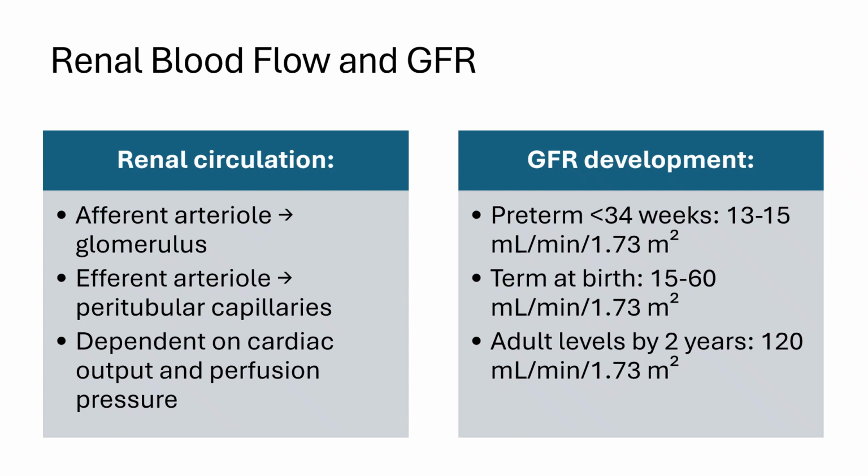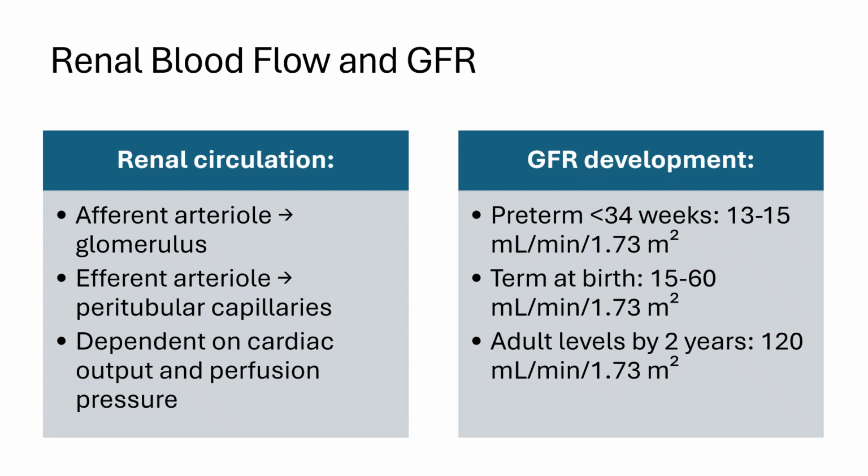This entire system depends on two factors: cardiac output and perfusion pressure. When blood pressure drops or cardiac output decreases, the kidneys suffer immediately. This explains why hypotensive episodes in neonates can trigger acute kidney injury so rapidly. The kidneys require adequate pressure to filter effectively. Now let's connect this to GFR values.